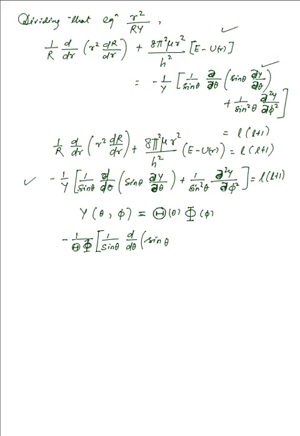Sine theta d theta, that is the capital theta, over d theta times of phi, plus 1 over sine squared theta d2 phi over d phi squared times of theta. All of that is equal to L times of L plus 1.